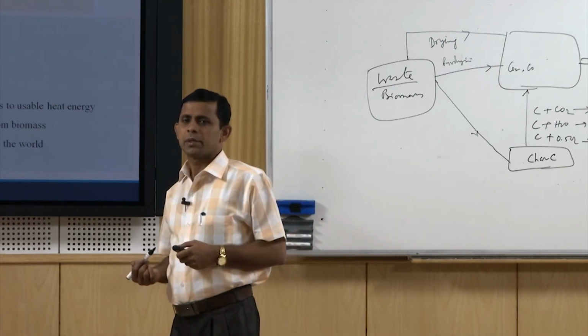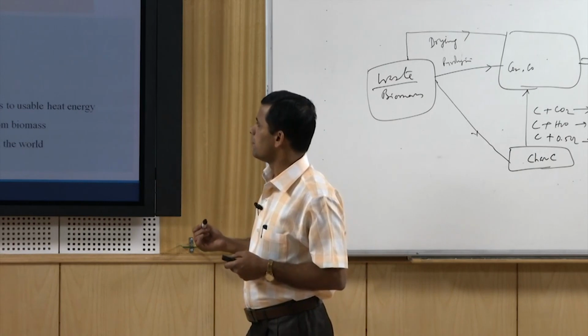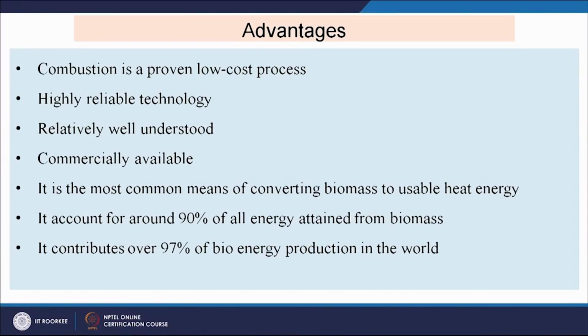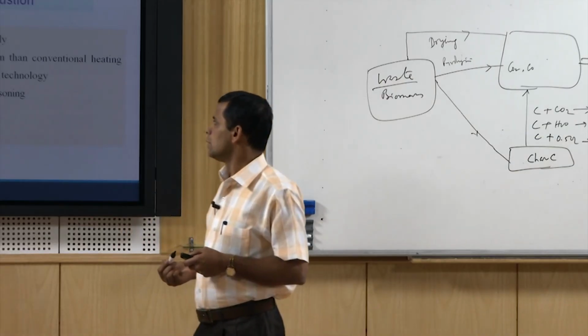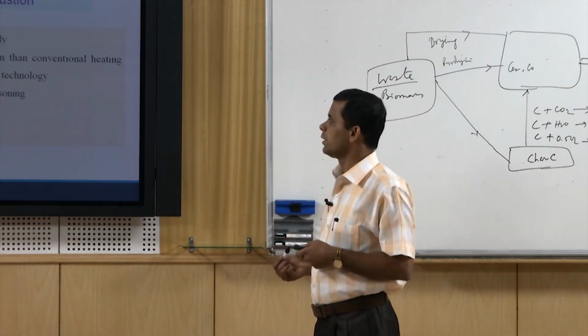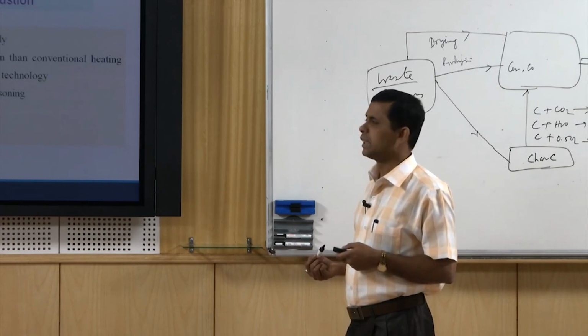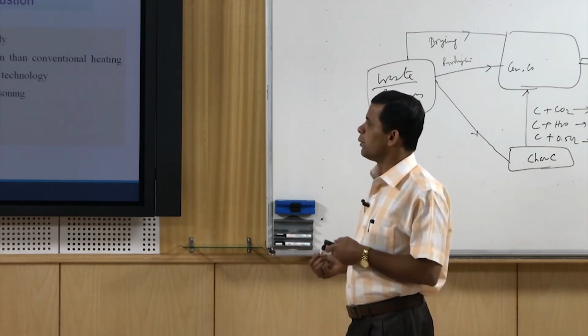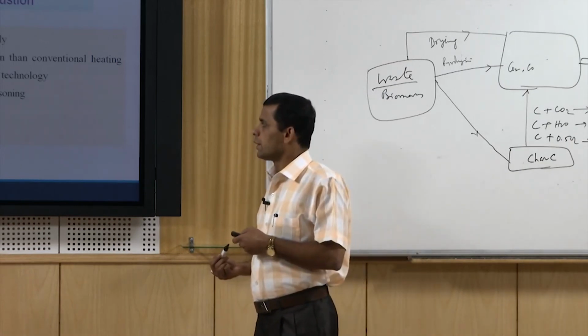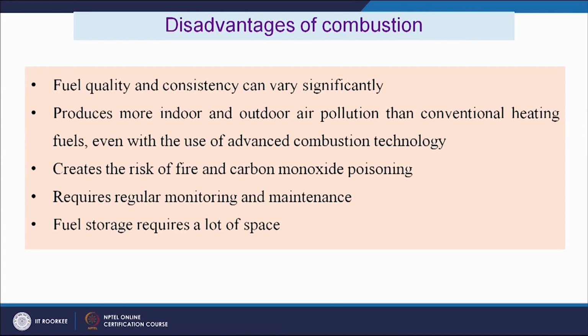Then this combustion process has some advantages, that is, it is a very proven low cost process, highly reliable technology, it is relatively well understood and commercially available. It is the most common means of converting biomass or waste to usable heat energy, and it contributes over 97% of bioenergy production in the world. But it has some disadvantages also, like fuel quality and consistency can vary significantly, it produces more indoor and outdoor air pollution than conventional heating fuels, and even with the use of advanced combustion technology it creates the risk of fire and carbon monoxide poisoning, requires regular monitoring and maintenance, and fuel storage requires a lot of space.